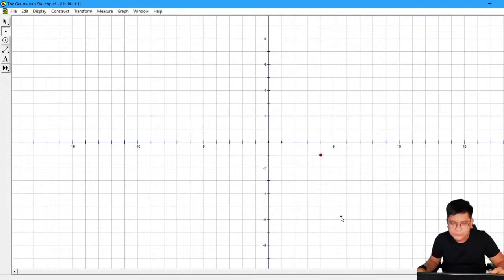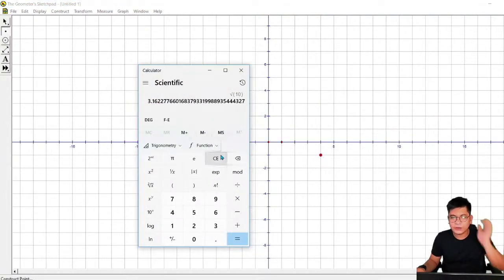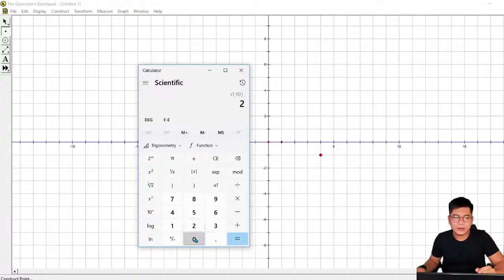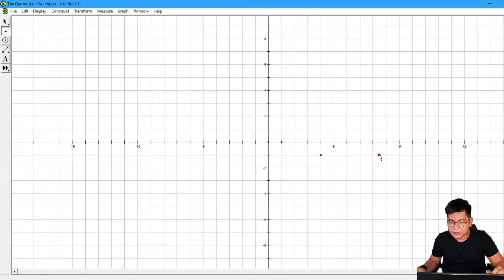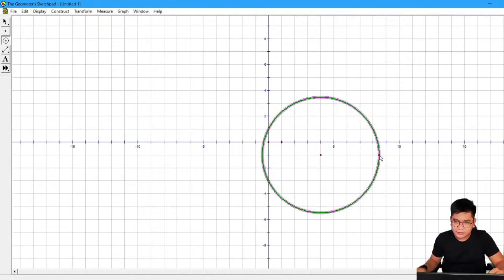Then the radius is square root of 20, roughly 4.47. So, siguro mga 4.5, no? Ganon. So, 1, 2, 3, 4. Tapos kalahati. Pero hindi pa siya dadating sa kalahati. Something like that. And then let us graph. So, that is our circle.